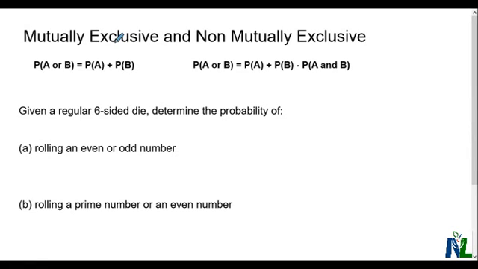When we talk about mutually exclusive events, here we're talking about two events that cannot occur at the same time. So in those cases, we'll use this formula. For non-mutually exclusive cases, we'll use this one.